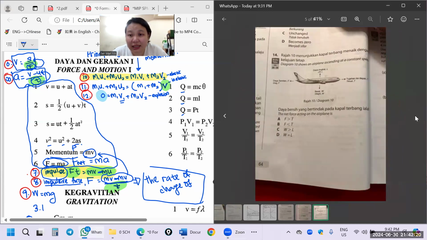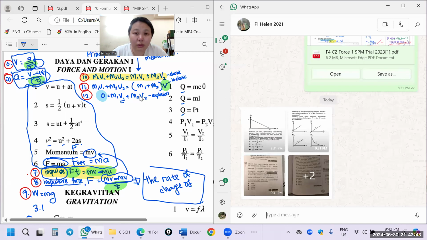Okay. And this one, the net force. Actually, this one already moved to Form 5. Form 5 is D. Net force equals to 0. This one won't come up. Okay, this is Form 5. This is Form 5.